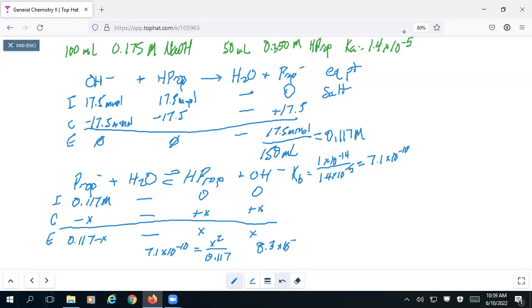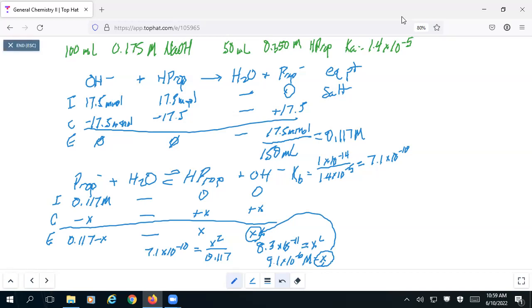So 8.3 times 10 to the negative 11th is equal to x squared. Square root of that, 9.1 times 10 to the negative 6th molar is equal to x. That x value is our hydroxide concentration in this case.